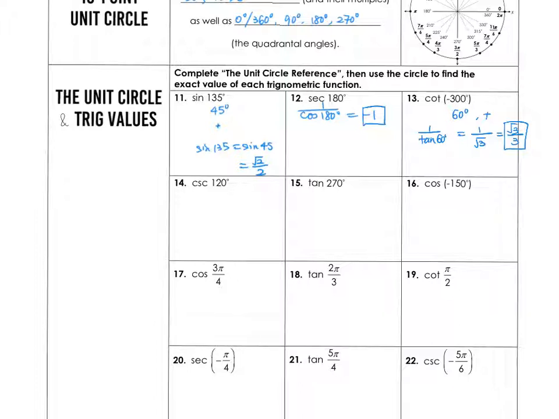Cosecant 120. So reference angle should be 60 degrees. Cosecant is related to sine. Sine 120 is in the second quadrant. Second quadrant should be positive. So sine 120 should be sine 60. It's the same thing, and that's root 3 over 2. So you flip it, it's 2 over root 3.